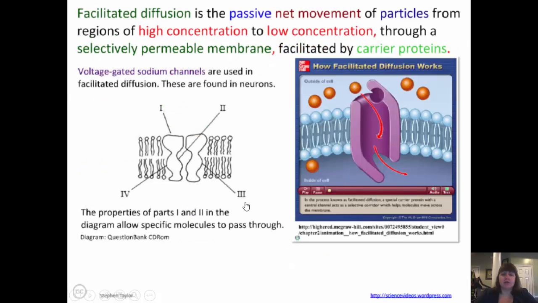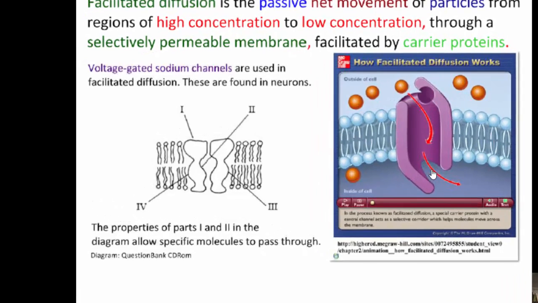All right, so here is an example of a voltage-gated sodium channel that's used in facilitated diffusion. These are found in neurons. The properties on the outside and the inside are what allow specific molecules to pass through. Let's look at another video explanation of how facilitated diffusion works.